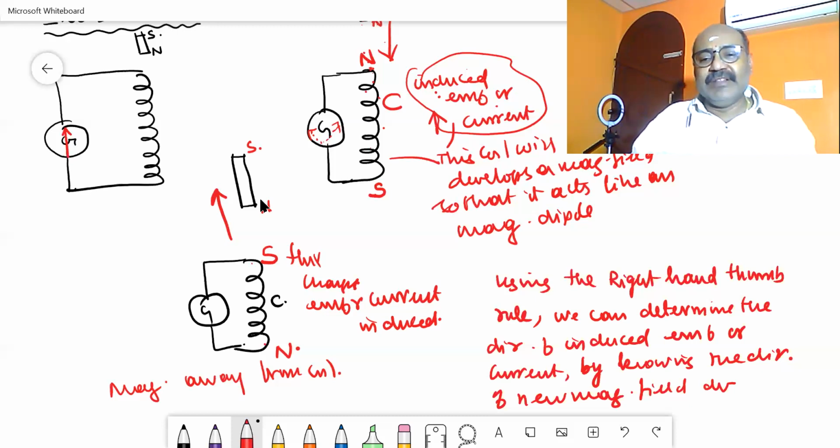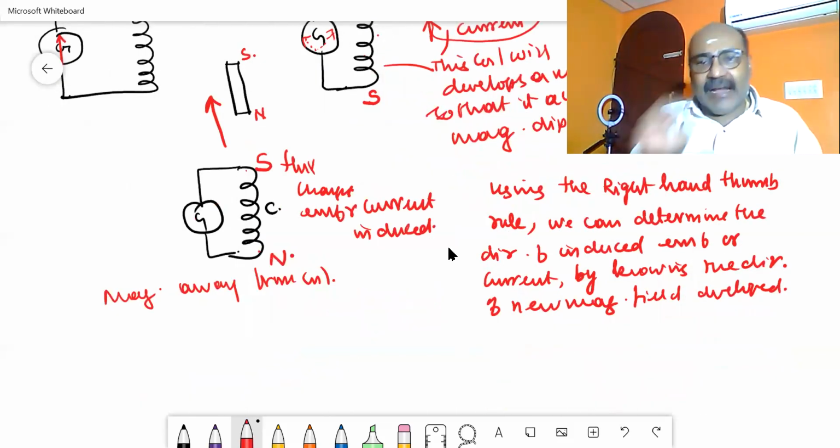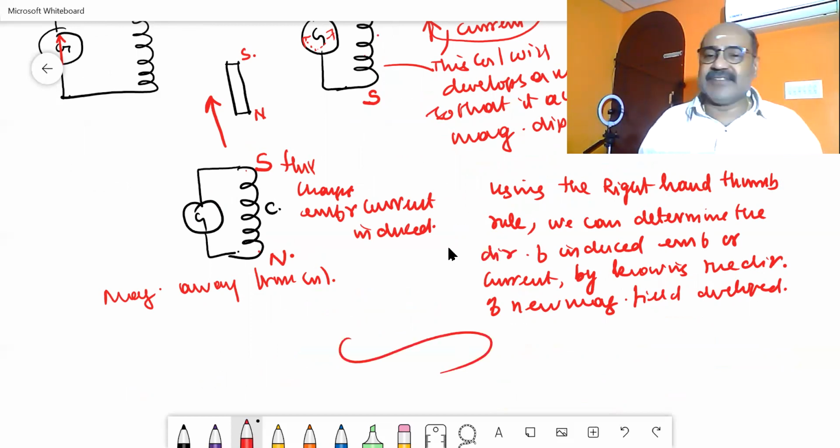So from this illustration, again it is proved that the direction of the EMF or the direction of the current induced is always in a direction opposite to that of the cause, or opposite to that of the direction in which the flux changes.